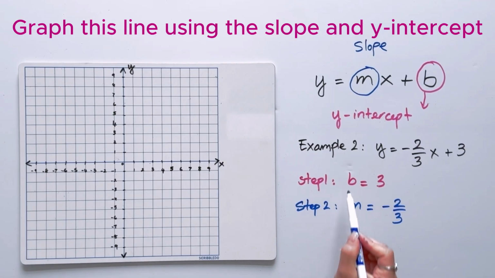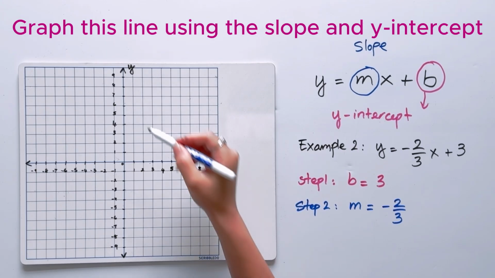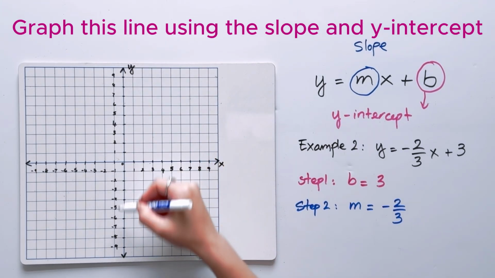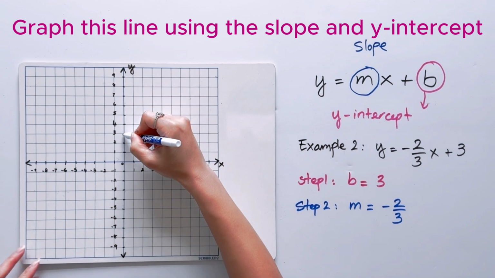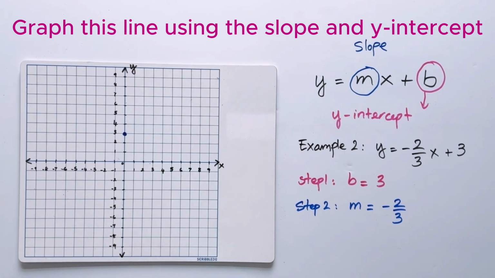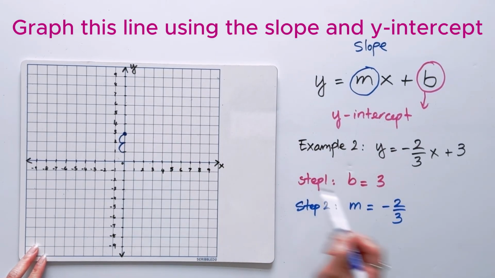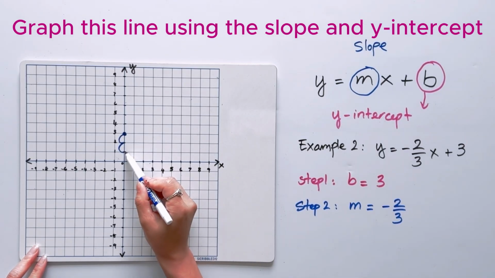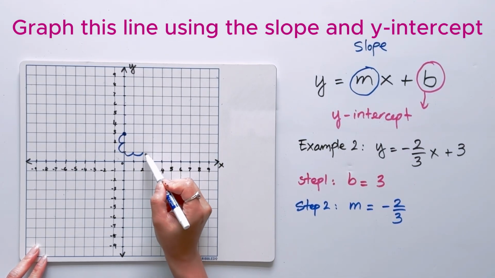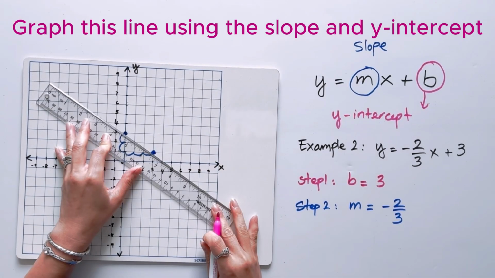So we have b equals 3. Again, we look at the y-axis and it's positive, so it's right here. The first point is 0, 3. Next we want to find the second point using the slope right here. So -2/3. You go down 1, 2, and you go to the right 1, 2, 3. So that is our second point.